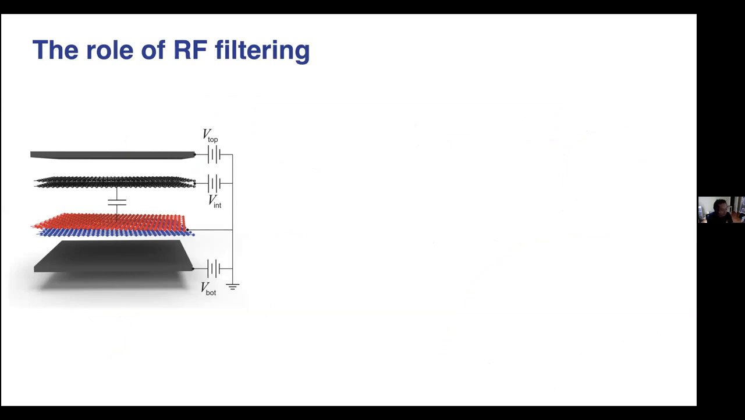the role of RF filtering, this, unfortunately, we found out the hard way.